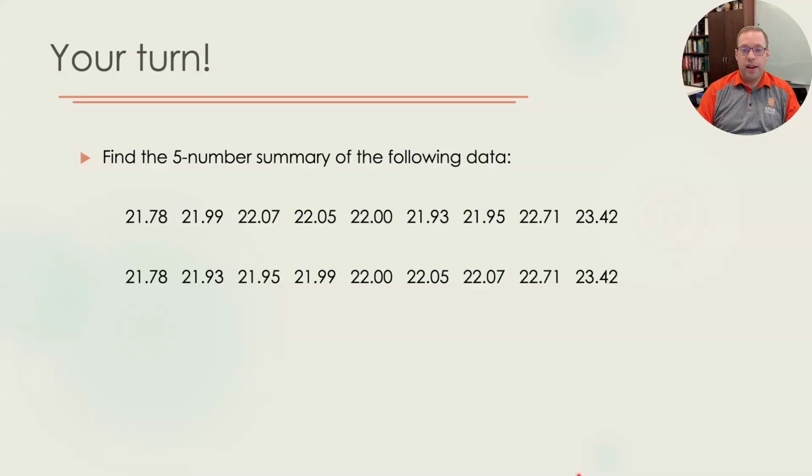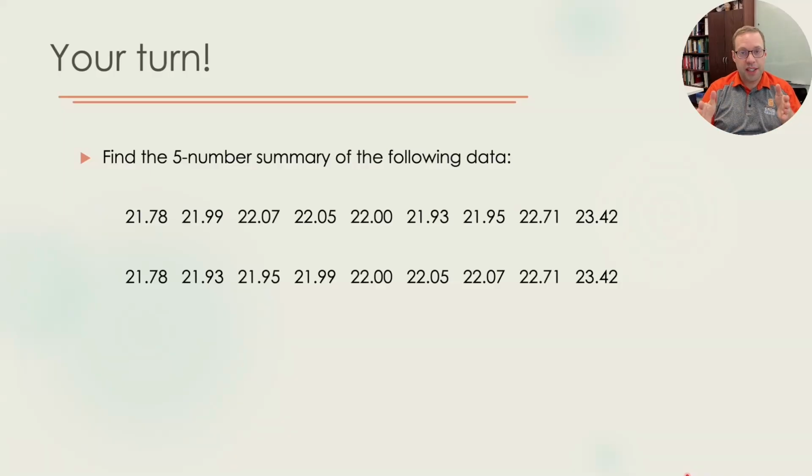I have this data set here. This one line, the first line up here is your data set. I have not only given you the data set, I've given you an advantage. I've also reordered the same data set. So it's the same data, but it's now ordered. Pause the video, find the 5-number summary of this data set.